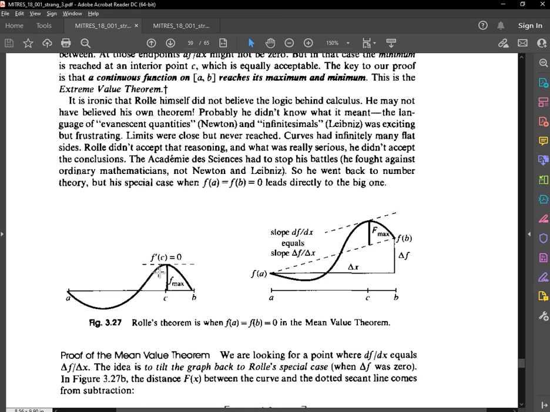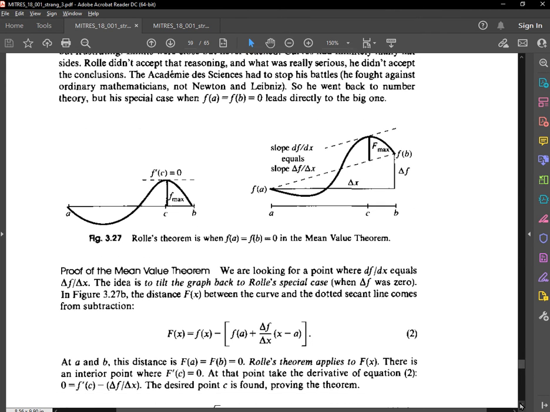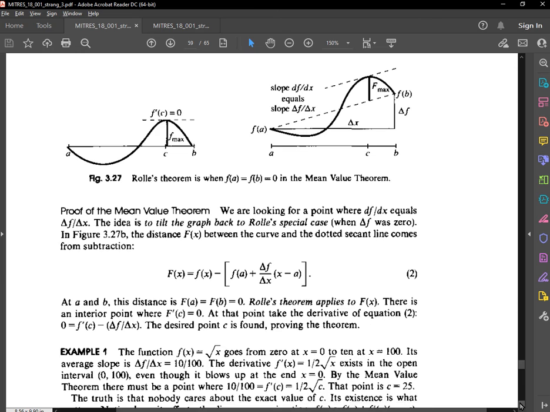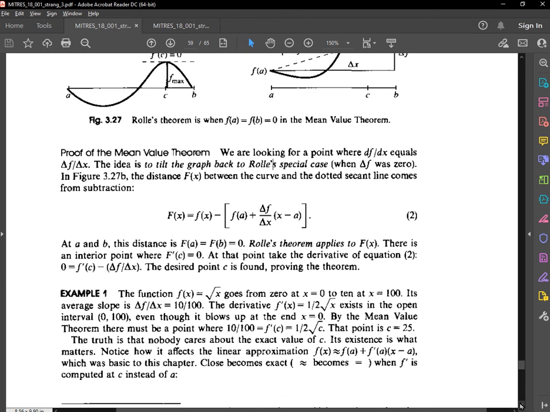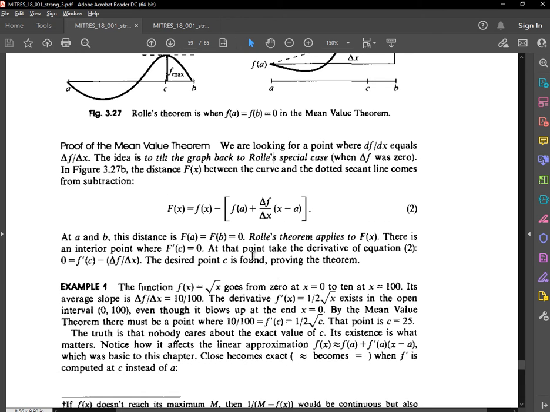If I can prove Rolle's theorem now, which is the case when f of a equals f of b, then all I have to do is add back the linear function, and I get my general case. We don't actually have the proof of Rolle's theorem, but you can see that if I did have it, that would give me the proof of the general theorem.